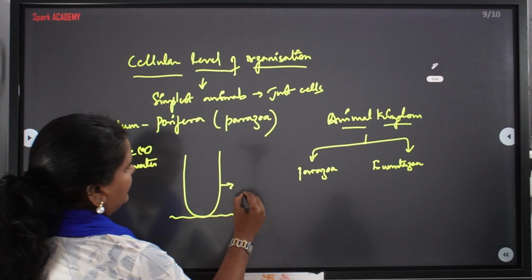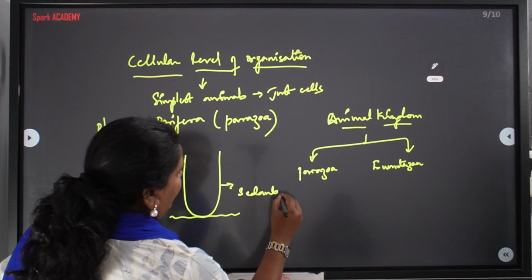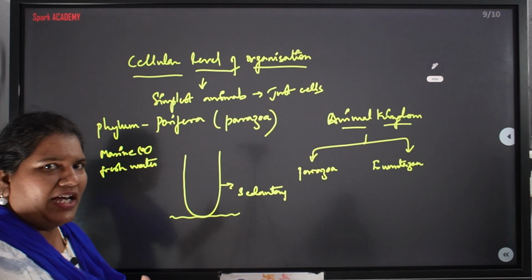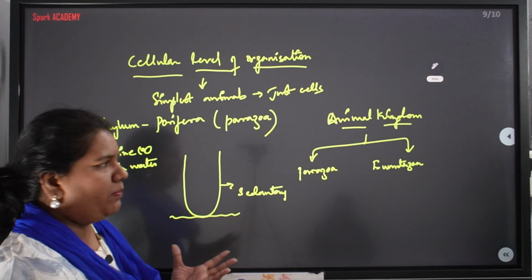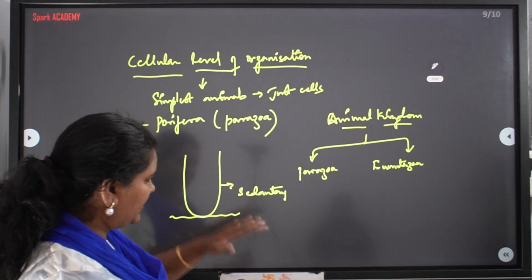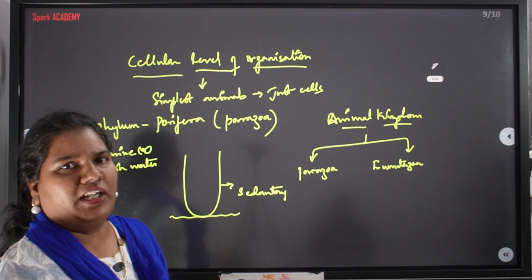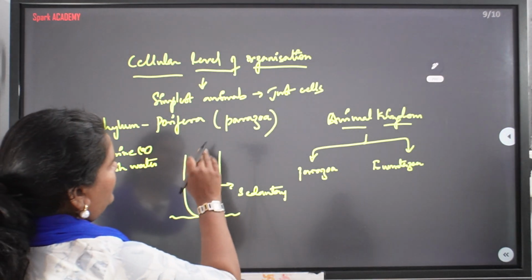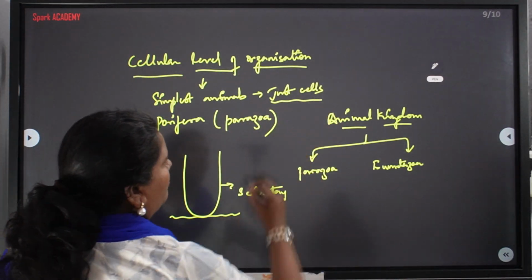These are sedentary animals. Sedentary means they cannot move. Though they are animals, they cannot move from one place to another. They are attached to a solid surface. They remain attached to a solid surface, right? If you see their body, they have a very small number of cells.